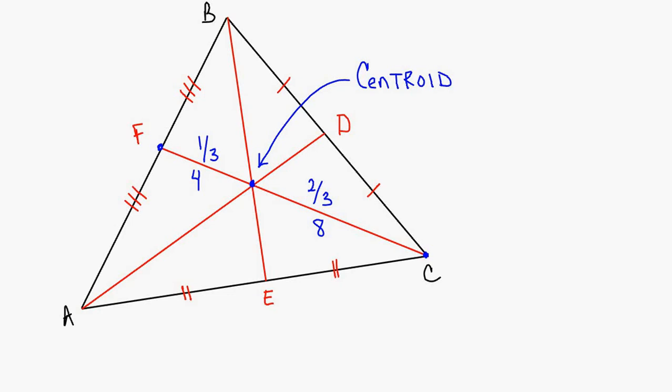So listen, if F to C is 12 and the short piece of the median is 4, isn't the short piece 1/3 of the whole distance? The short piece is always 1/3 of the whole distance.